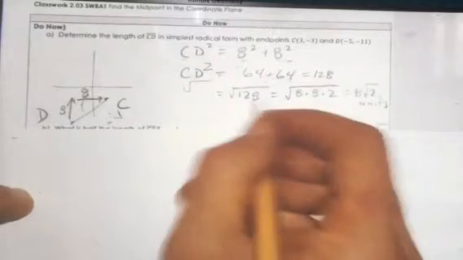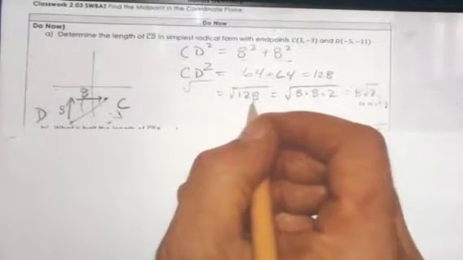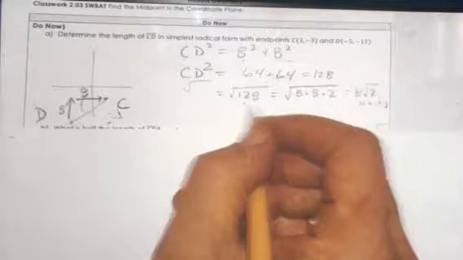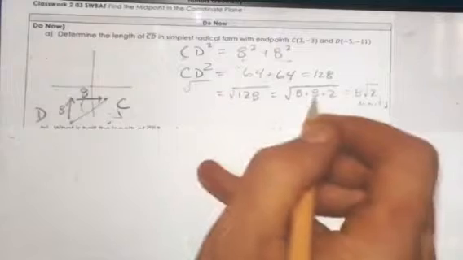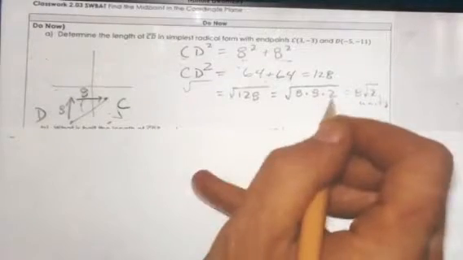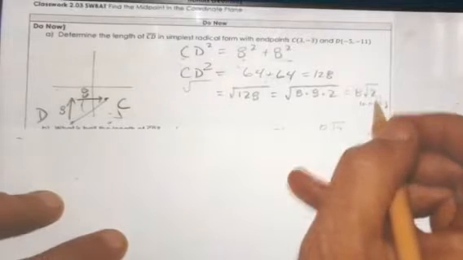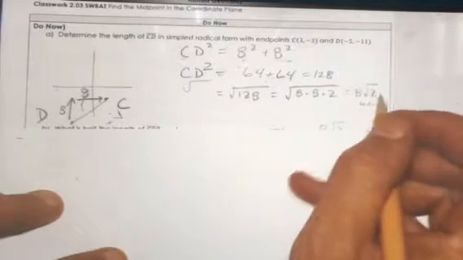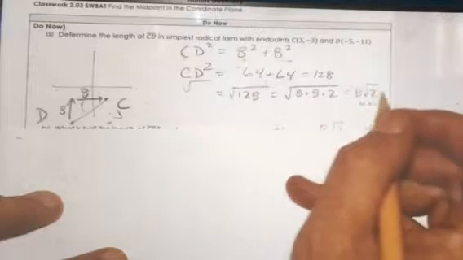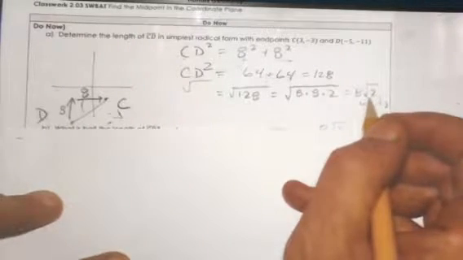Now we find out what CD is by taking the square root of both sides, and that's what this is, the square root of 128. Factor 128, looking for duplicates, and we find them with 8 times 8. 8 comes outside the radical, 2 stays under the radical, and this distance is 8 times the square root of 2 units. And this is what we mean by simplest radical form. We made this number the smallest it could be, but we did not change it to a decimal.